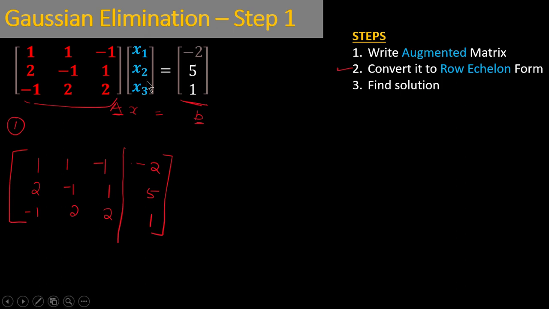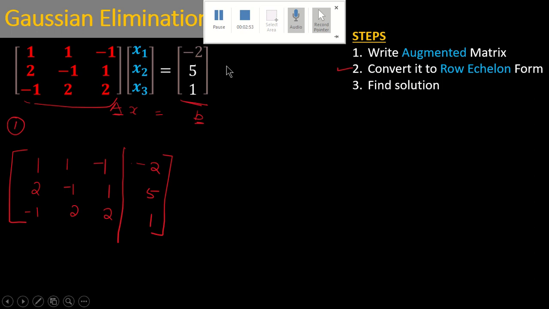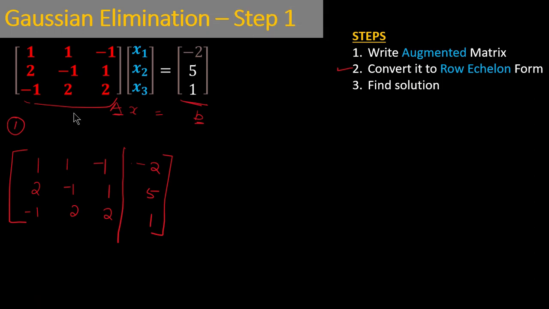How to write the augmented matrix? It is written like this. This is our Ax equal to B, and this A is written over here, and the right hand side part, minus 2, 5, 1, is written over here and separated with a vertical line. This is our augmented matrix, and we have to convert this augmented matrix into row echelon form. So this is the elements of A, and this is the elements of B: the coefficient matrix and the right hand side.